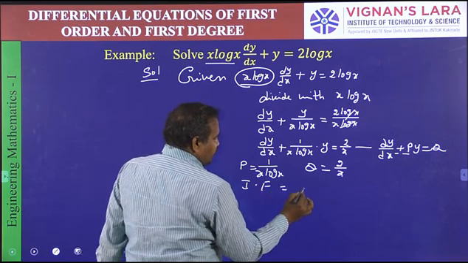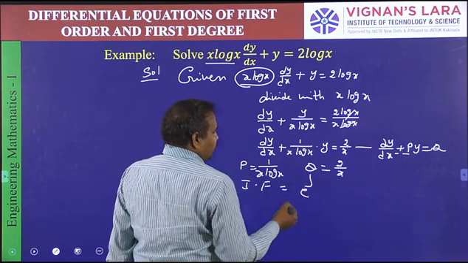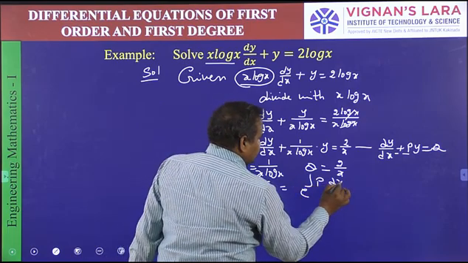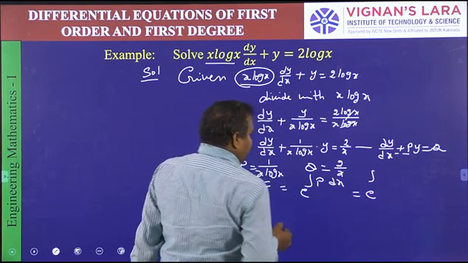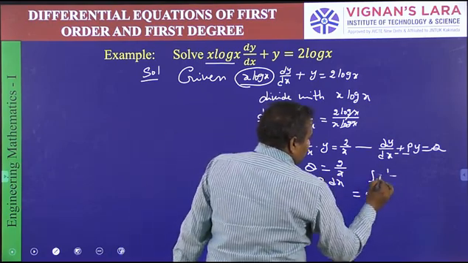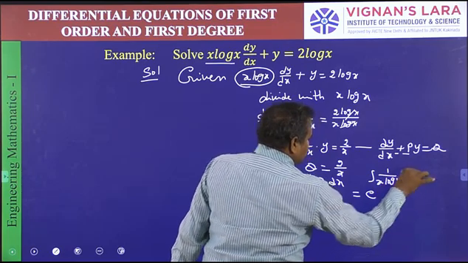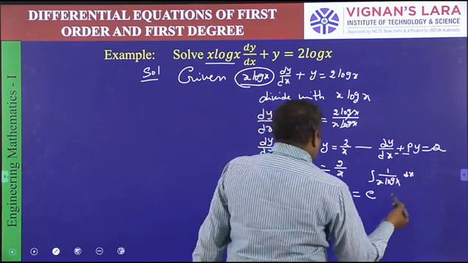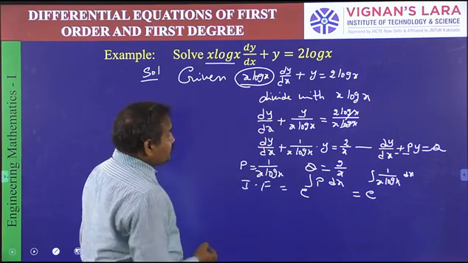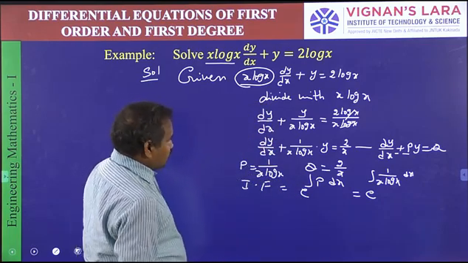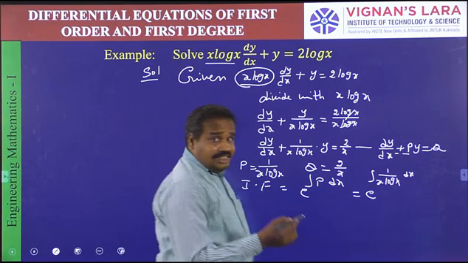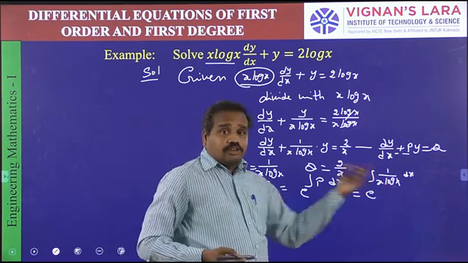Next, the integrating factor. What is the formula of the integrating factor? e power integral p dx. What is the value of p? 1 by x log x dx. Now evaluate the integrating factor. How do we calculate the integration of this one?